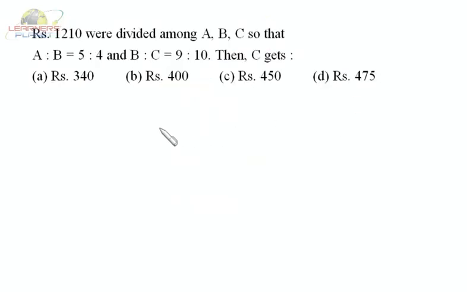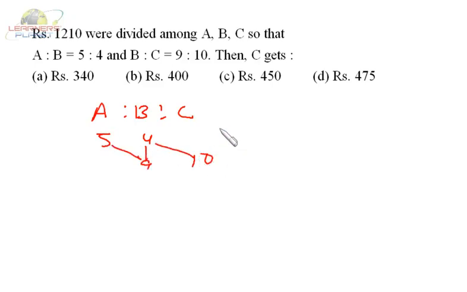Now let's see this problem. Rupees 1210 were divided among A, B, C so that A is to B is 5:4 and B is to C is 9:10. Let's find the combined ratio, that is A is to B is to C. It's 5, 4, 9, 10.